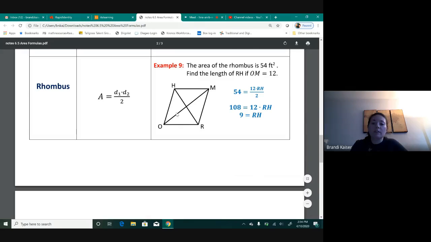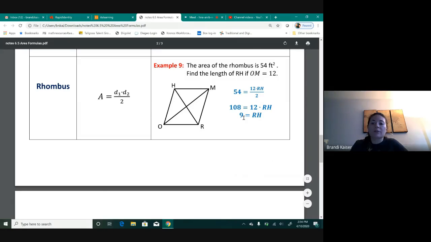So we have OM, they say that's 12. And if we want to find RH, we have to plug it in for diagonal 2 in our formula. 54 is going to go in the spot for A because it's the area. So if I want to solve, 54 equals 12 times RH divided by 2. I can do this one of two ways. So I could either simplify and take 12 divided by 2 and leaves me with 6 RH, or I can get rid of this 2 and multiply it to the other side, which is what they did right here.